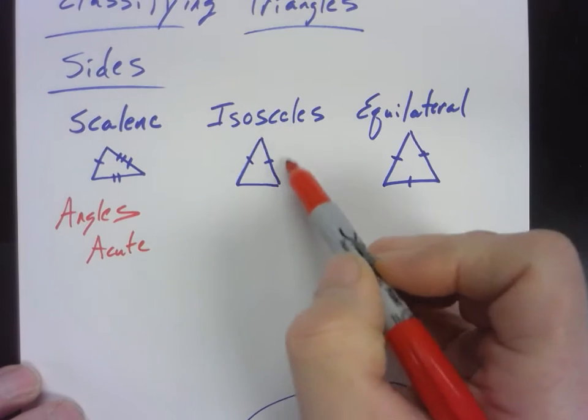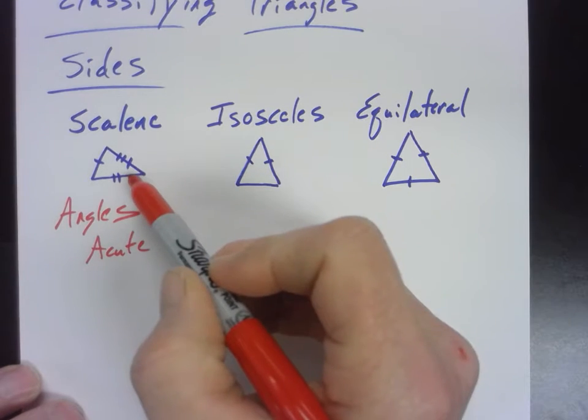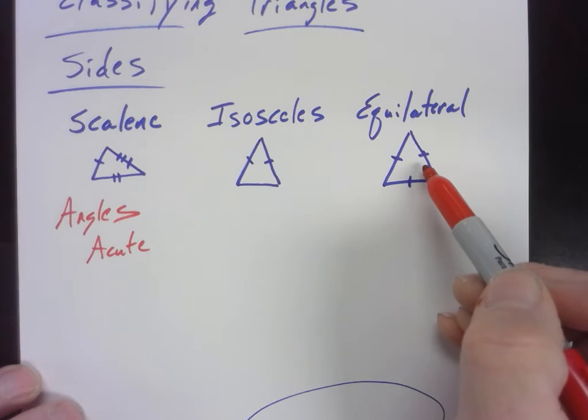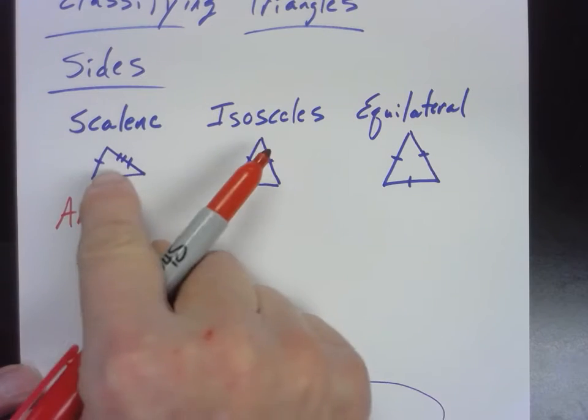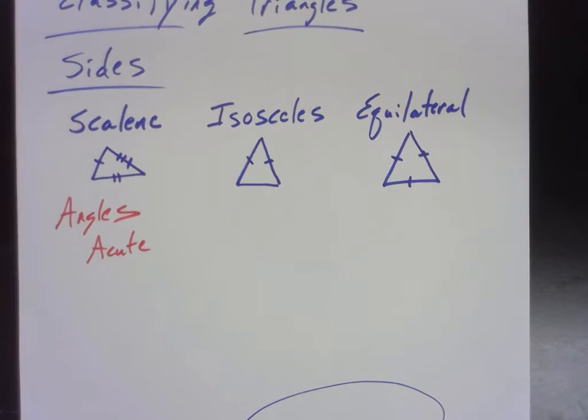This one, is it acute? Yeah. This one, is it acute? Yeah. This one, is it acute? Ugh. Is every triangle acute? No. All of our side ones were that I happened to draw. We'll have to take a look at that a little more closely.